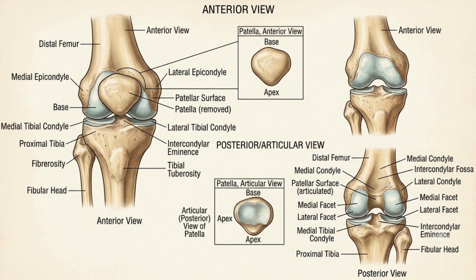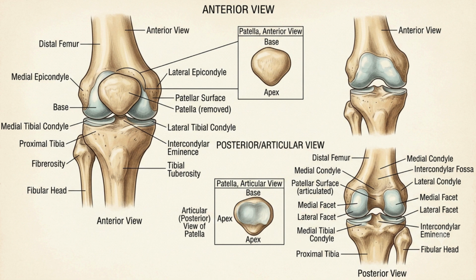Moving to the proximal tibia, we find the medial and lateral tibial condyles. Together they form the tibial plateau. Between them is the intercondylar eminence, which provides attachment for the cruciate ligaments and menisci. Anteriorly, the tibial tuberosity provides attachment for the patellar ligament. Laterally, we find the fibular head, which is an important attachment site for the lateral collateral ligament and other posterolateral structures. The patella is a sesamoid bone embedded within the quadriceps mechanism.